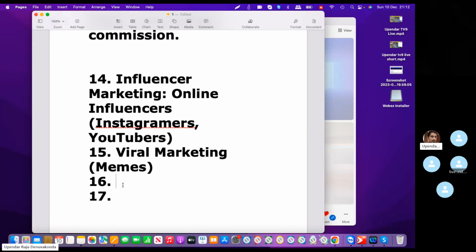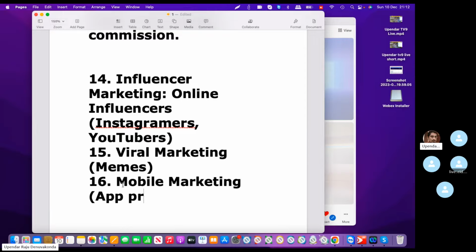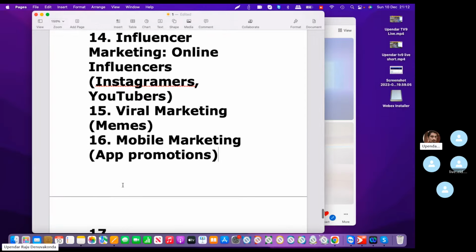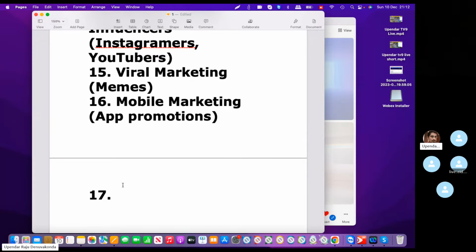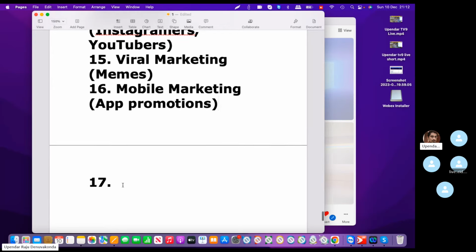Next we have something called mobile marketing. Let's say you have some application, so you have to promote the application so that more people can start using your business services and products on a mobile phone. This is something called app promotion. So this is all about the mobile marketing you do for your business.